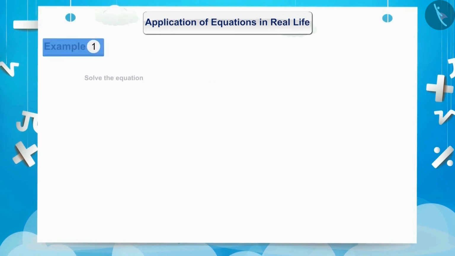Solve the equation 3x minus 14 is equal to 34 and find the value of x. Let's solve this with the help of the transpose method. In the given equation, the variable x, that is 3x, is in the LHS, from which 14 is being subtracted. After transposing 14 to the RHS, it will be added to 34. So, we will get 3x in the LHS and 34 plus 14 in the RHS.